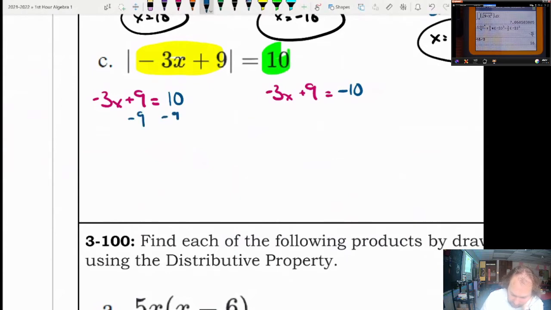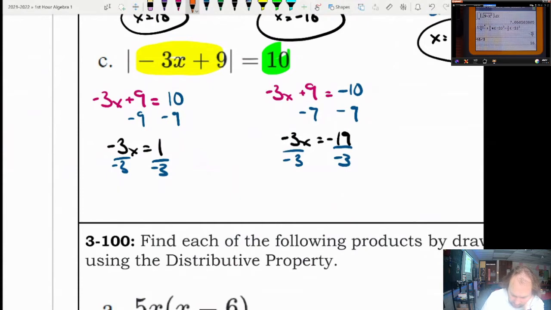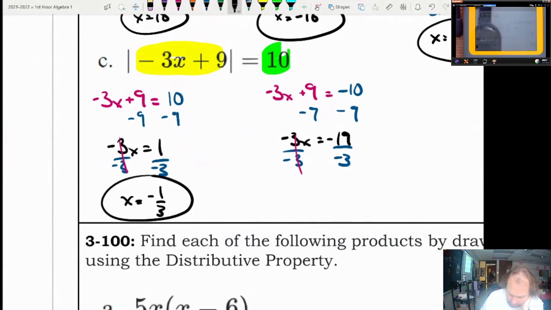Start by subtracting 9 from both sides of both equations. You're going to get negative 3x equals 1, and negative 3x equals negative 19. Divide by negative 3 on both sides of both equations. Again, I highly recommend you follow my thinking and mapping out this problem. Negative 1/3 is one of the answers. The other answer is whatever 19 over 3 is. I actually have no idea, so I'm not going to worry about it.